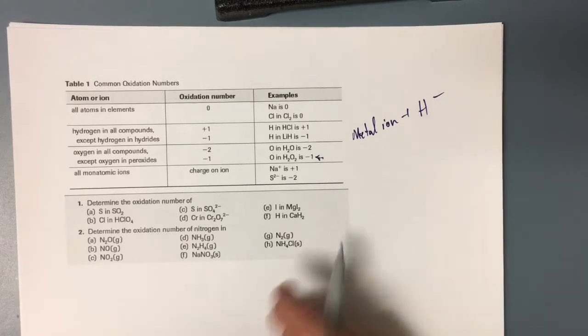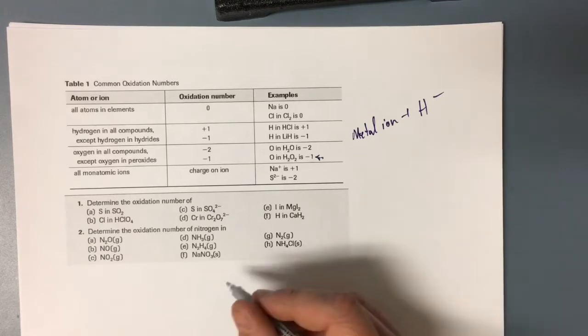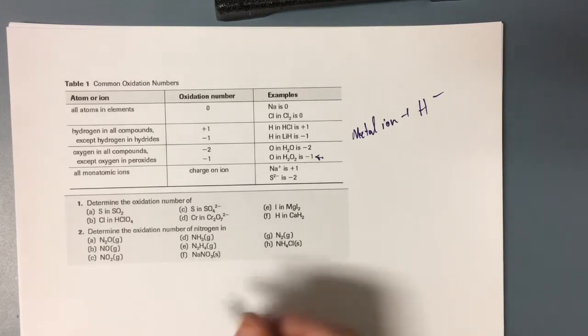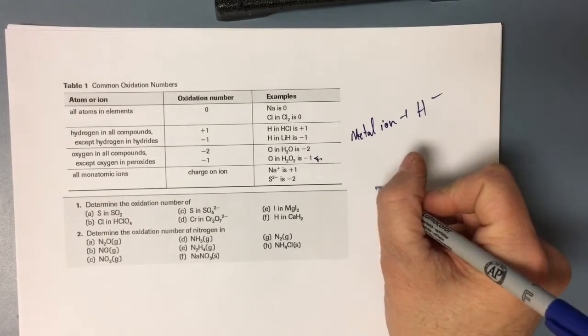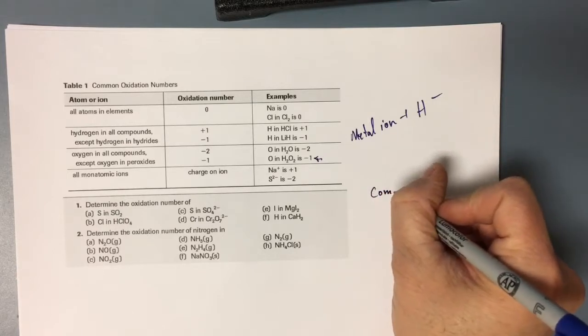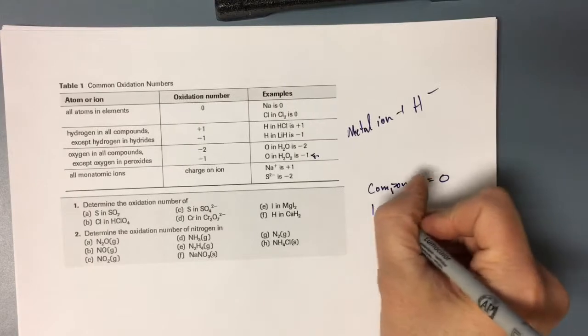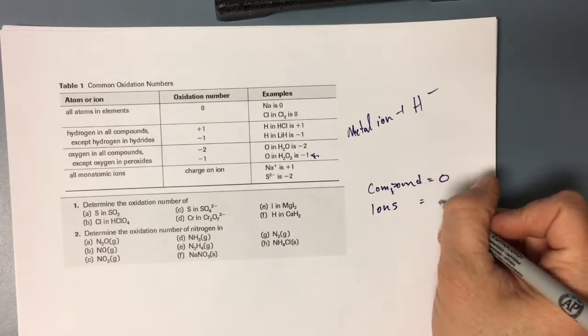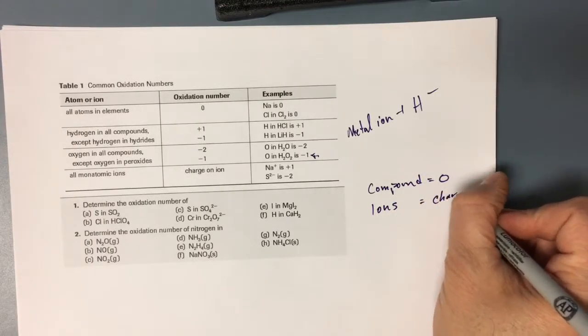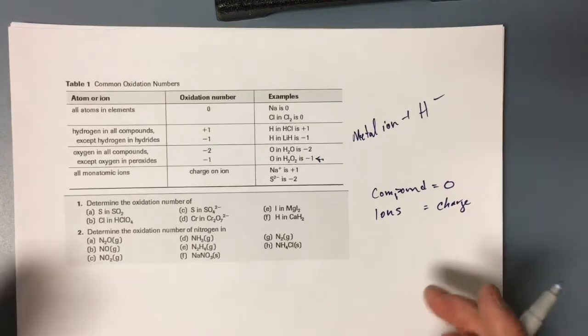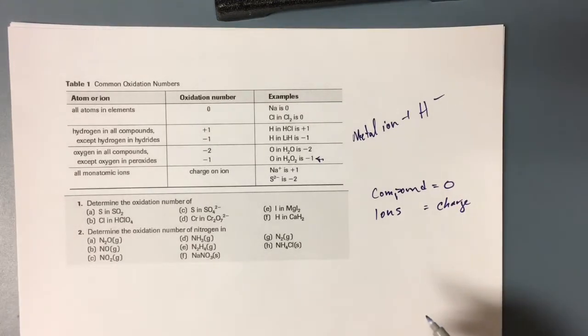And basically what we're going to do is we're going to assign oxidation numbers and do some very simple algebra. So compounds have a net charge of 0, and ions, like polyatomic ions, have a net charge of their charge. So we'll try and make that more clear as we go.